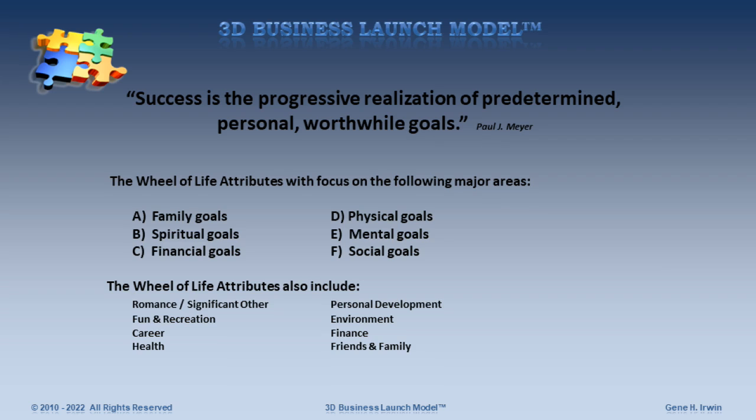I want to change gears a little bit now and expand to you the 3D business launch model. We talked about Paul's definition of success, a progressive realization of predetermined personal worthwhile goals. We're going to break some of those up now and help you understand something called the Wheel of Life and the attributes with focus on the following major areas. We're going to look at briefly family goals, spiritual, financial, physical, mental, and social, and briefly cover something called the Wheel of Life. It includes things like romance of your significant other, fun and recreation, career, health, personal development, environment, finance, friends, and family. Here's the point.